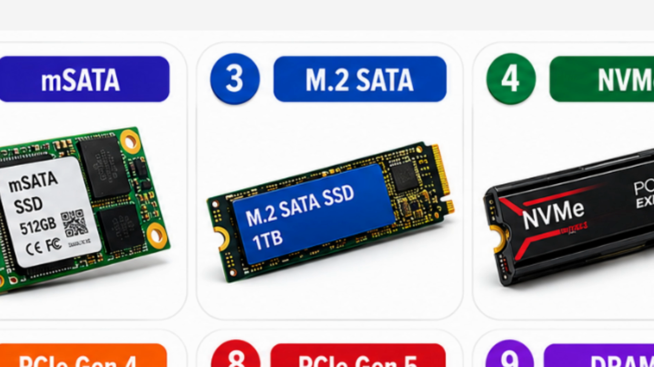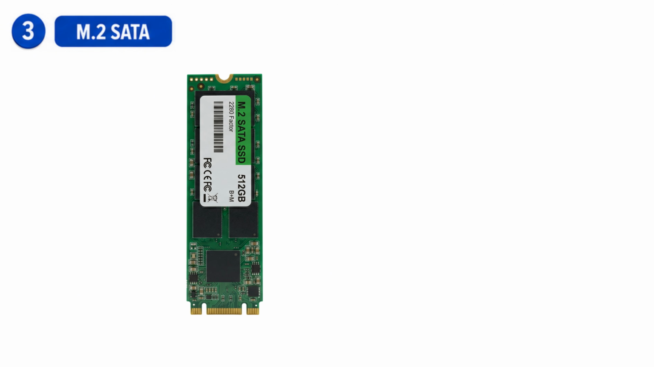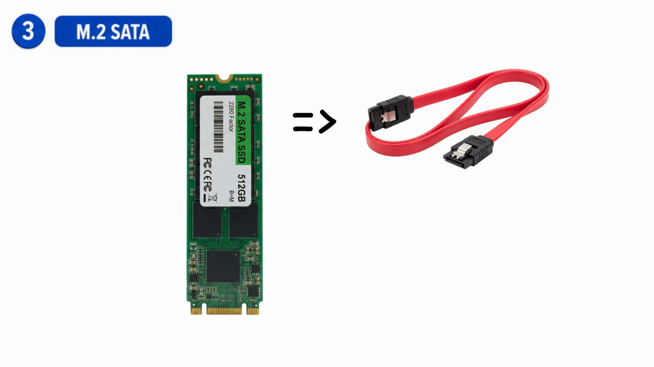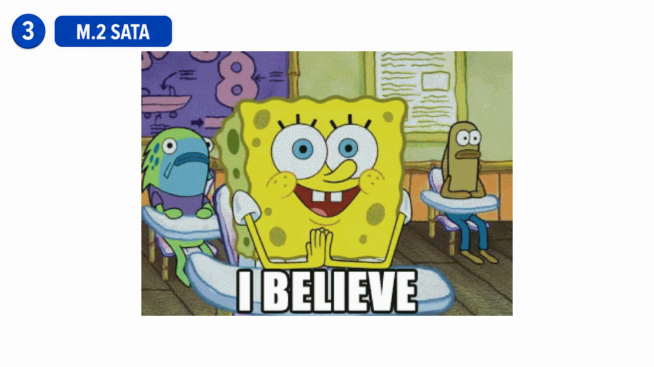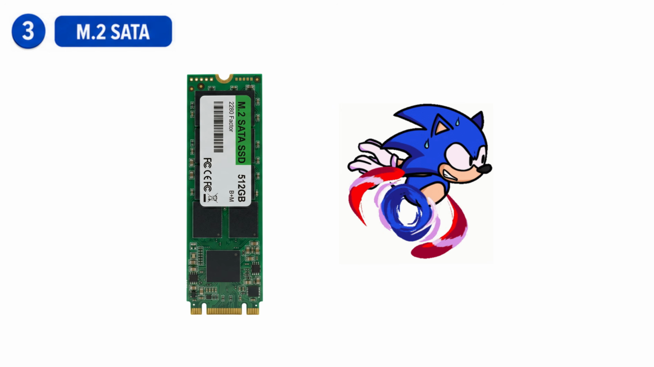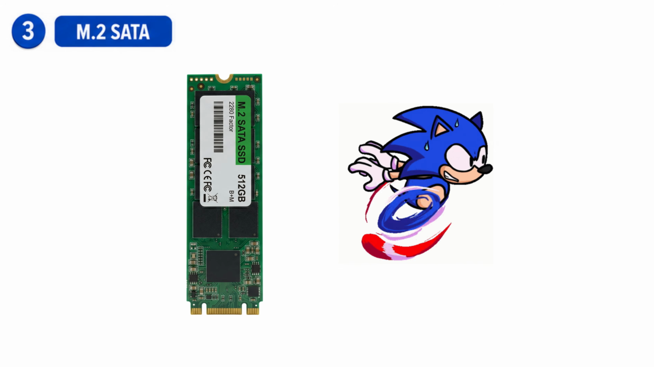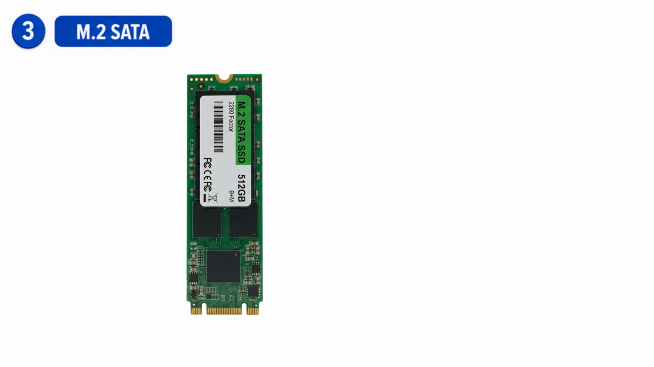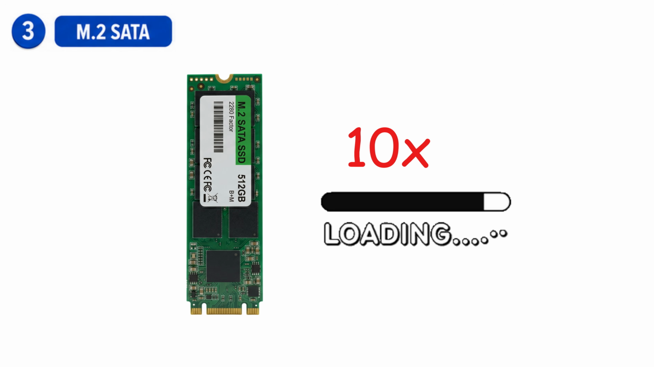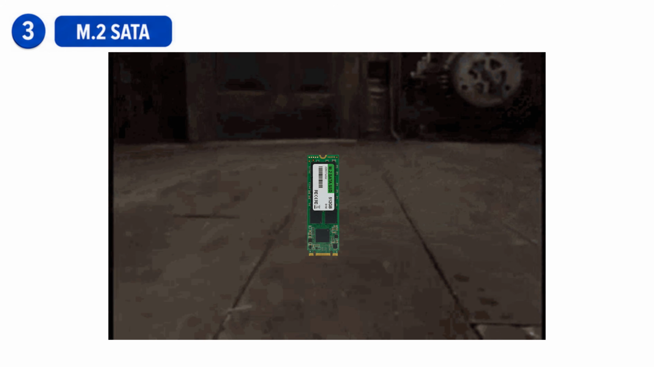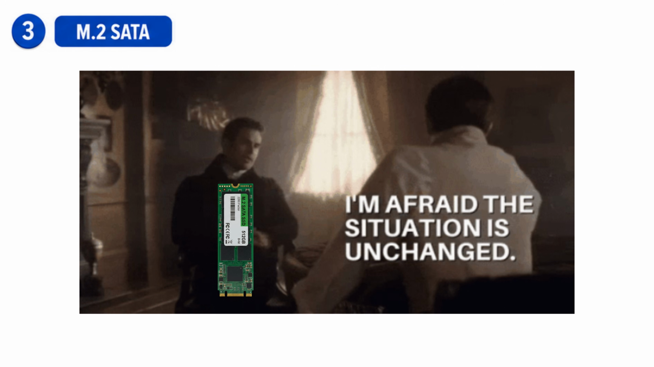M.2 SATA. This SSD variant utilizes the M.2 form factor but still operates through the SATA interface. Consequently, performance is limited to around 550 megabytes per second, despite its modern design. Many users mistakenly believe that all M.2 drives are exceptionally fast due to their similar appearance, but an M.2 SATA SSD can be over 10 times slower than a high-end M.2 NVMe SSD. The shape has evolved, but the speed limitation remains unchanged.